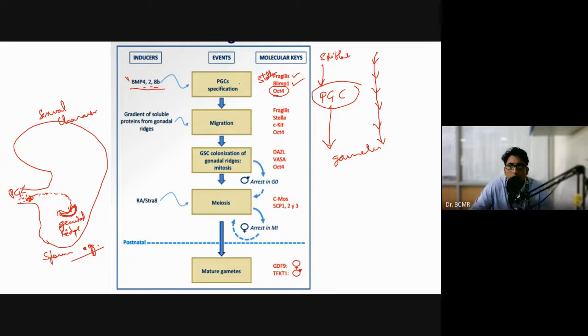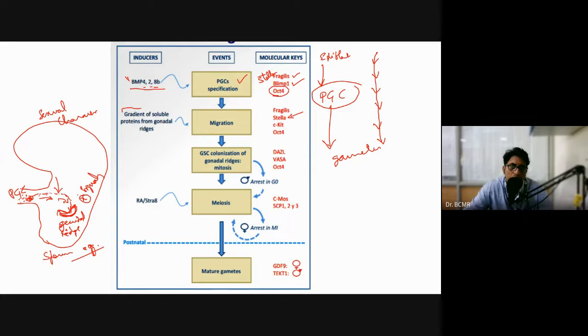So primordial germ cell specification, and after that they will start migration around this stage. When they are moving, that is when you will also have the expression of CK, Stella, and so on. And there is a gradient of soluble proteins from the genital ridge. How the cells move, we are not completely sure, but this genital ridge is producing some signals.